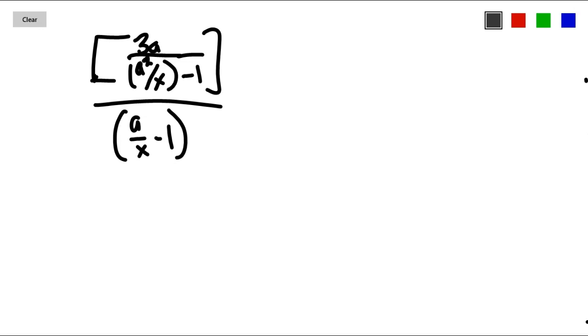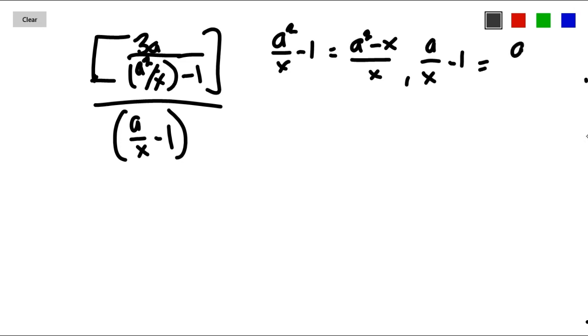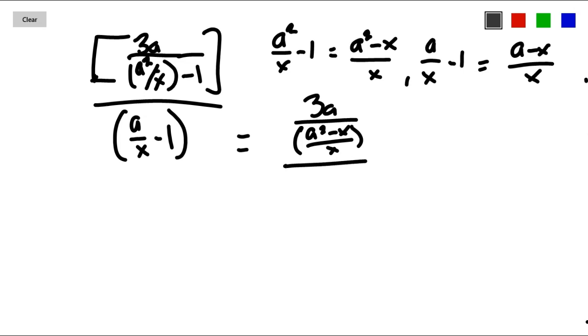So if I want to combine these two terms, I've got a squared minus x minus 1. That's going to give me a squared minus x over x. And for the term on the bottom, I've got a over x minus 1, and when I combine those, I get a minus x over x. So essentially, I can rewrite this fraction as 3a divided by a squared minus x over x, and then divided by a minus x over x.